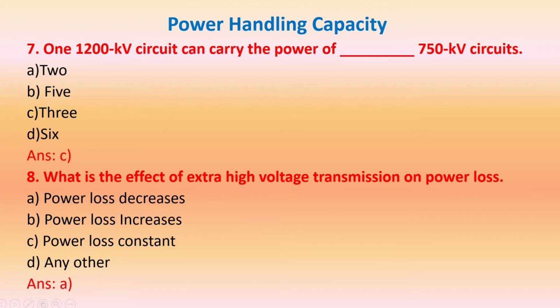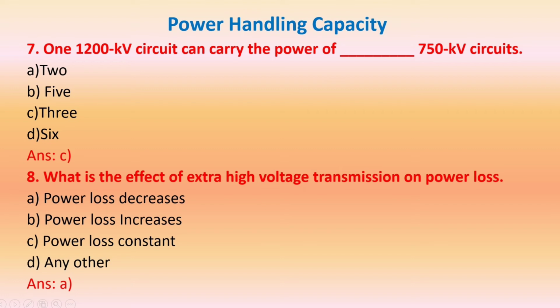Question 7. One 1200 kV circuit can carry the power of how many 750 kV circuits. Option A 2, option B 5, option C 3, option D 6. Correct answer is option C, that is 3. The reason is, as transmission voltage level decreases, it requires more number of circuits.